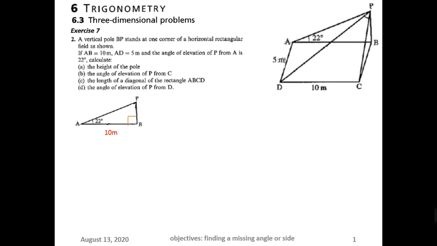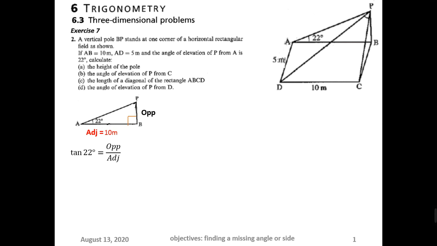Based on the given angle, PB is the opposite side, while 10 m is the adjacent side. So this is my opposite. So PB, which is the height of the pole, is the opposite side of angle 22. Now, if the opposite is unknown and the adjacent is known and the angle is known, we're going to use the tan rule. So the tan rule is equal to opposite over adjacent.